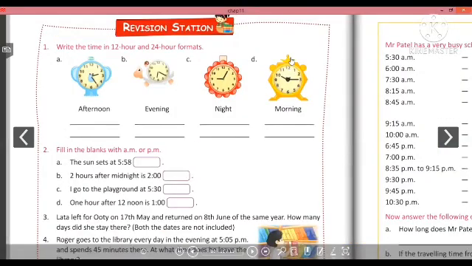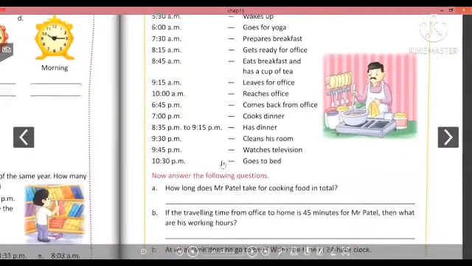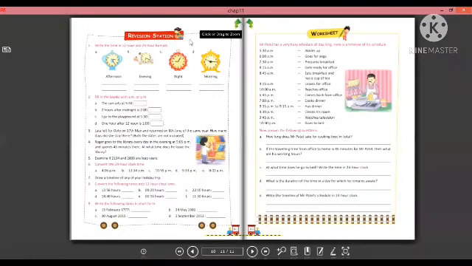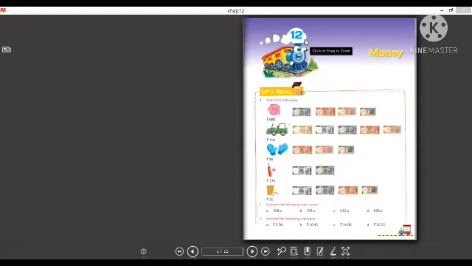So children, you have to complete this revision station on your own, and this worksheet, very interesting hai ye worksheet. So complete all these on your own. After completion of chapter number 11, now let's look at chapter number 12, which is money.